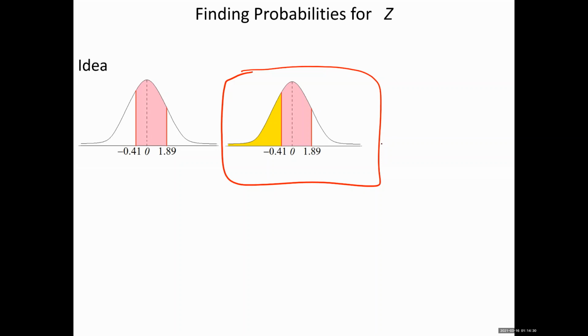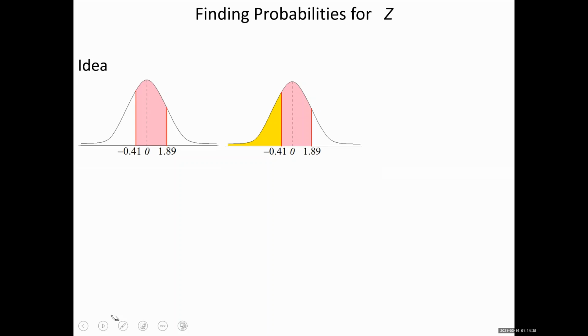But again, what's bad about this area is it's too big. It's not the answer I want because I only want the red. I don't want the yellow in there. So what I'm going to do is look at just the yellow by itself. Here's the yellow by itself. And there's some good news about the yellow area: it's also the area to the left of something. The yellow is the area to the left of the number negative 0.41, and I can look that up in the table.